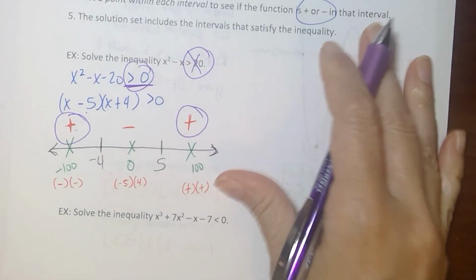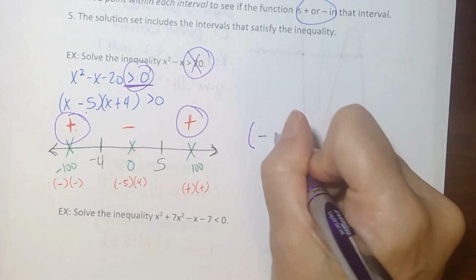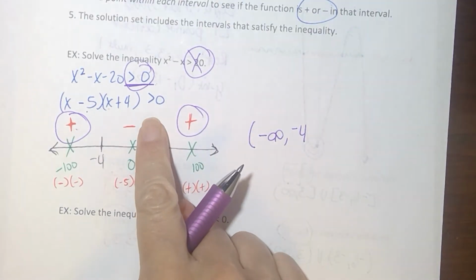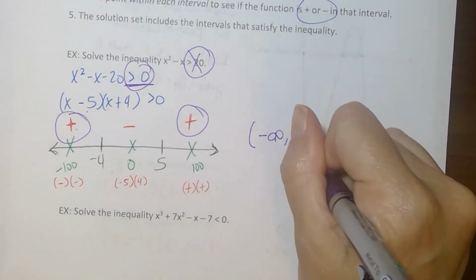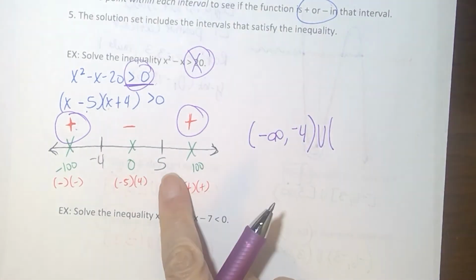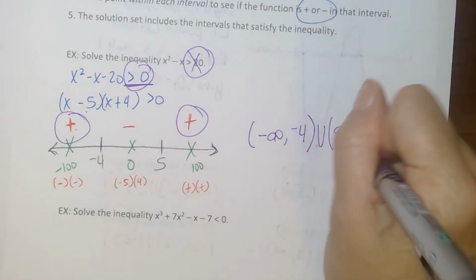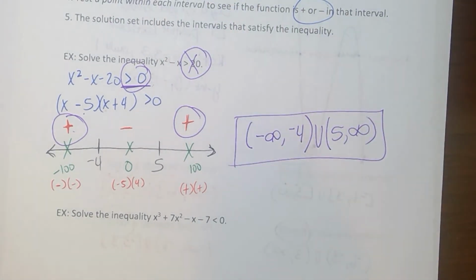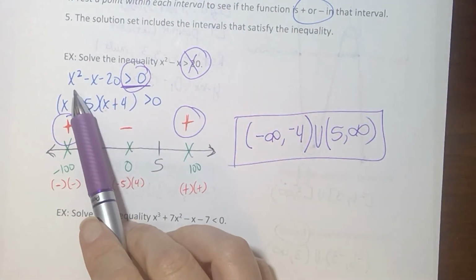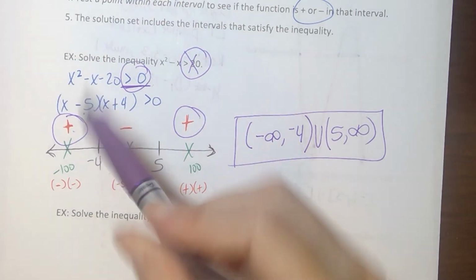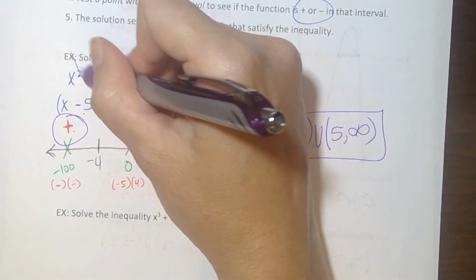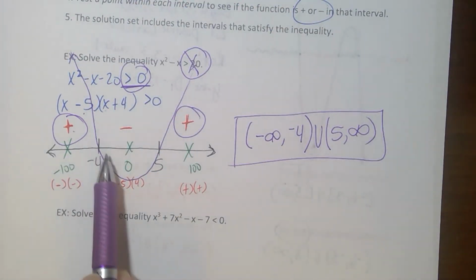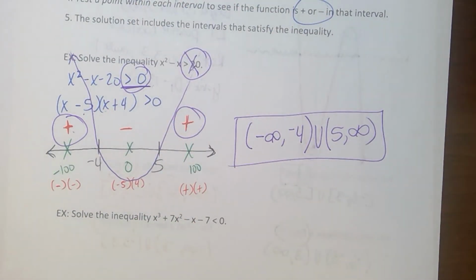So the intervals that satisfy my inequality are from negative infinity up to negative 4, and I don't include negative 4 because it's not or equal to, or 5 to positive infinity. Now, because this is a polynomial inequality, we could stop and say, oh, look, it's quadratic. It's a parabola opening upward. So if I were to sketch my graph, it's going to look like that. And it mimics those positive, negative, positive values we found.